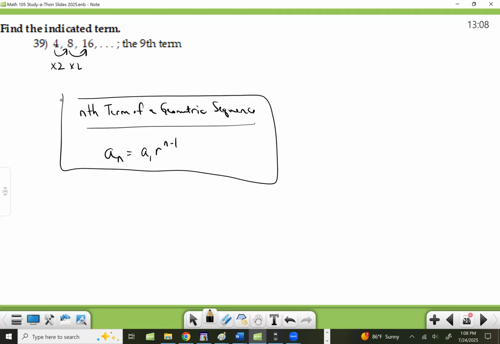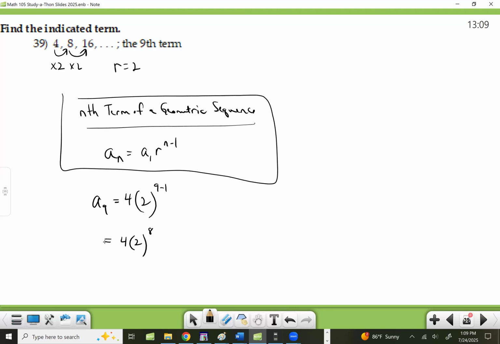Okay. So we want to find the 9th term, so let's substitute in a 9. The first term, a sub 1, is going to be 4 in our problem. The common ratio is what we were multiplying by every time, so our common ratio is 2. And we already said n is 9. So we have to put in 4 times 2 to the 9 minus 1, to the 8th.